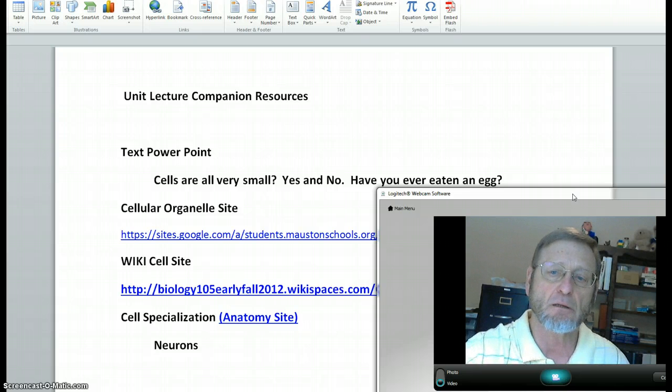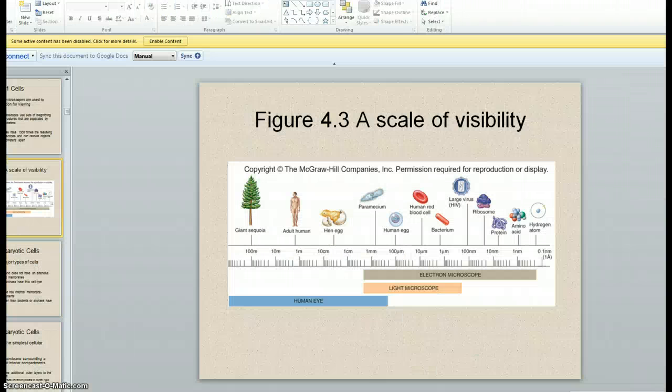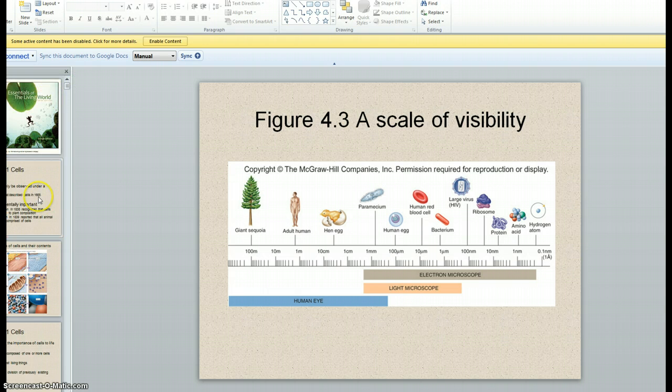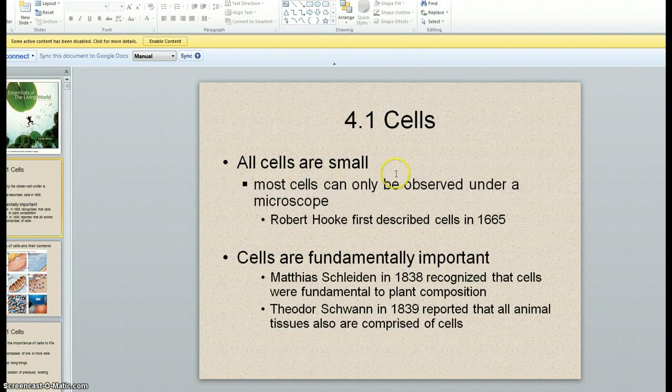Normally we start out talking about a model cell, a general model cell. And you have a PowerPoint to start that with. And your PowerPoint starts out talking about that all cells are small. That's a mistake, I'm sorry. All cells are not small, but generally they are. And ultimately they are. You'll understand that in a minute.